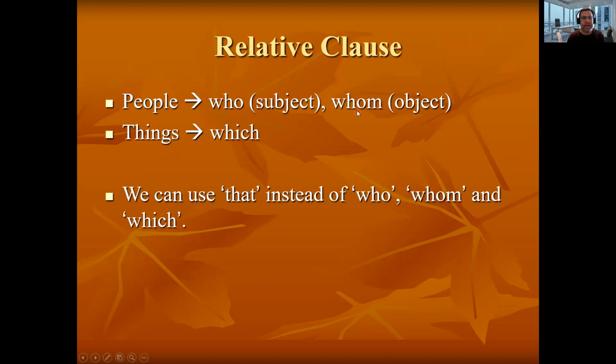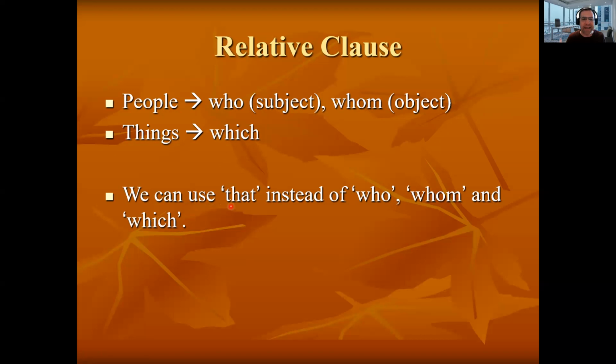So as I taught in class, when I talk about people, who refers to a subject and whom refers to an object, and in the next class, I will explain it. But for now, just use who for people. Things refer to which, or things can be that also. That means the car that I own is red. Okay?